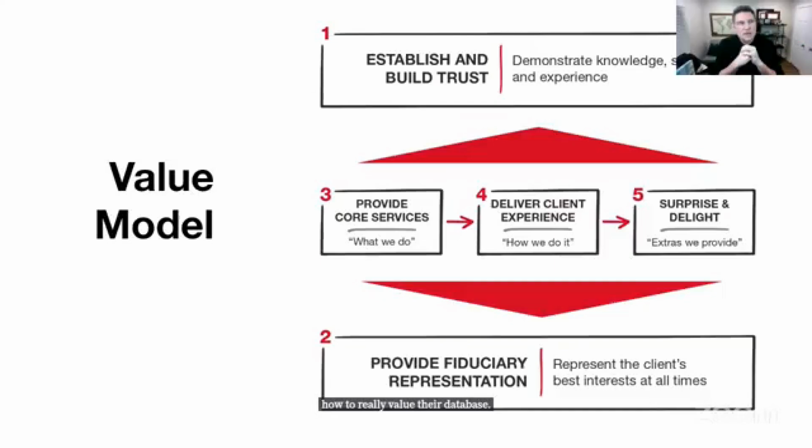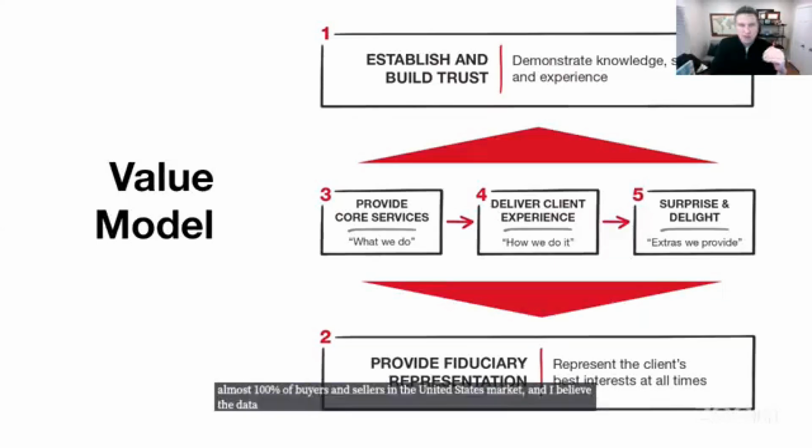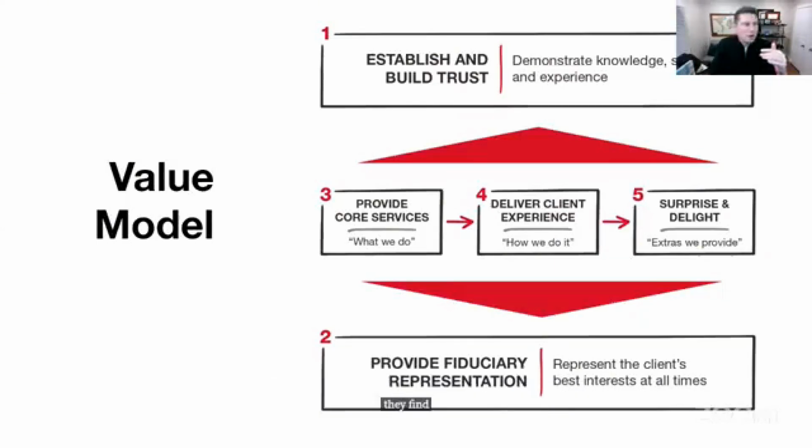Yeah. It's an interesting thing because the whole world's moving online, and we've seen the data that shows almost 100% of buyers and sellers in the United States market, and I believe that the data is true in Canada as well, find the property and they certainly begin their search online. Right? Yeah. However, the percentage of people that use a real estate agent has grown. People thought it would shrink with the advance of technology. It's actually grown.